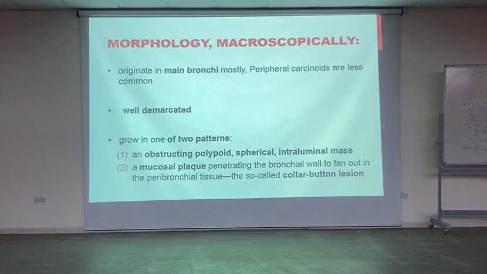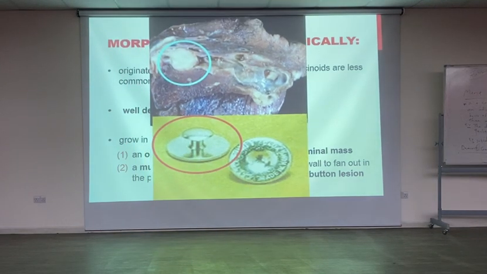So the first growth pattern is as an obstructing polypoid spherical intraluminal mass. Sometimes the growth may happen as a mucosal plaque على surface of the wall, لكن بدل ما يعمل bulging into the lumen بيعمل infiltration into the wall. So the tumor starts as a mucosal plaque penetrating the bronchial wall to fan out into the peribronchial tissue, and this is what we call collar pattern lesion. يعني بيشبه نوع من انواع الازرار بنسميهم الكولر باتن اللي هم الازرار اللي بنحطوا على ابات القمصان المعدنيه.